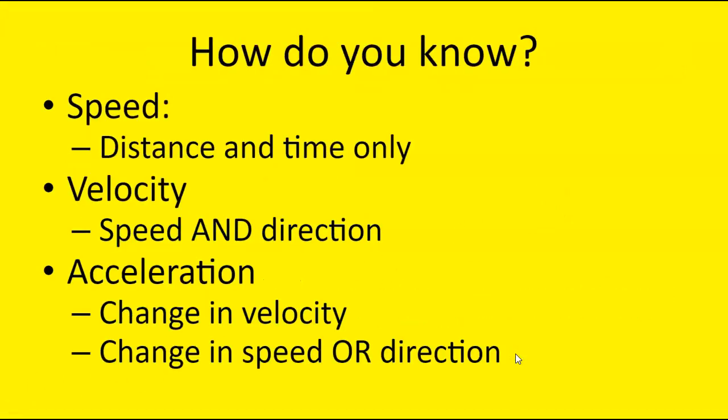How do I know? What do I have? So if I have speed and velocity or acceleration, if I have speed, that means I only have distance and time. If I have velocity, that means I have speed, which is distance and time, and direction. If I have acceleration, that means I have a change in velocity, meaning it's either a change in speed or direction. These are the things that you are responsible to know. If you have any questions, please make sure you reach out.